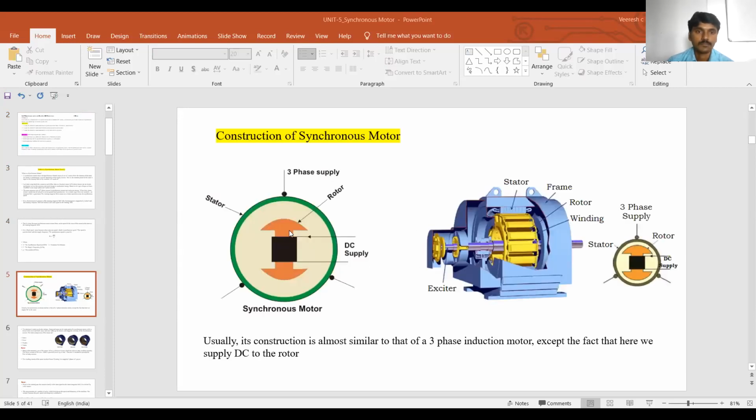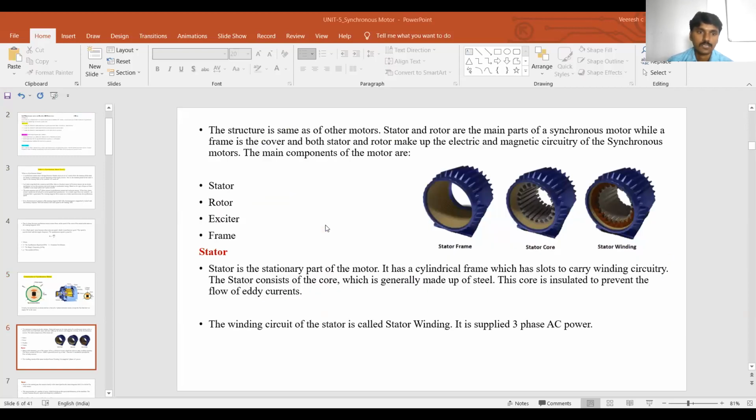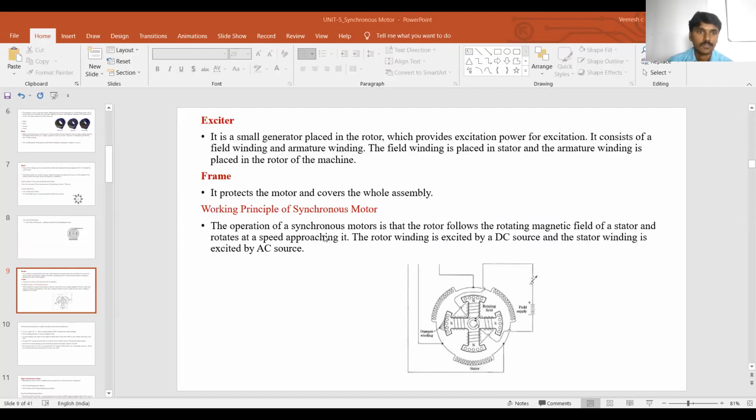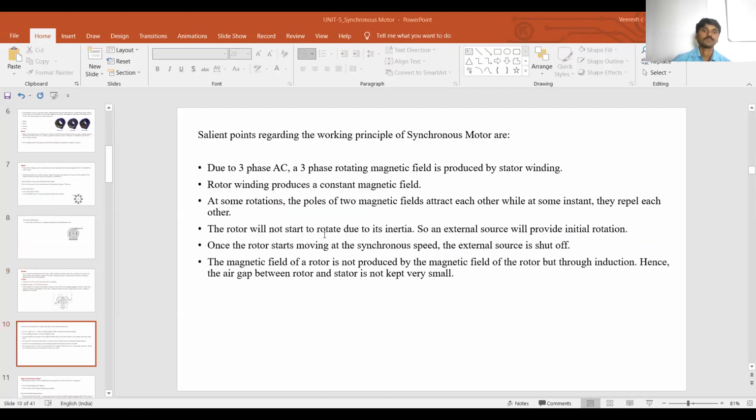And also we have seen some components of the synchronous motor. What are the parts of a synchronous motor? Stator, rotor. Next, what is the stator? What is the rotor? Everybody knows. Frame. What is the function of the frame? What is the function of the exciter?